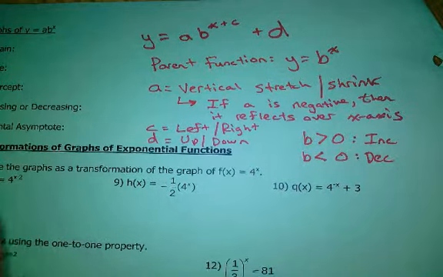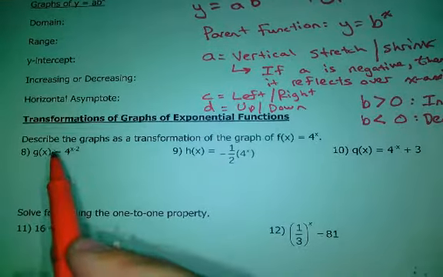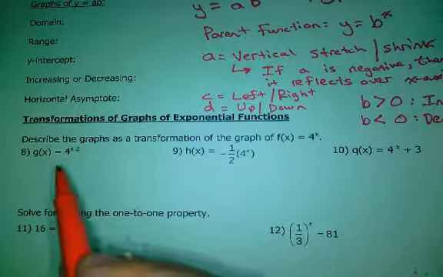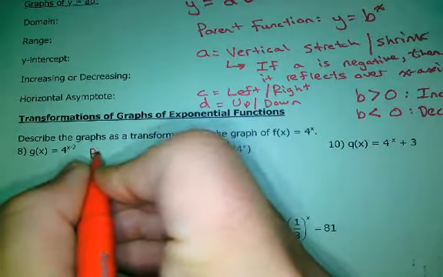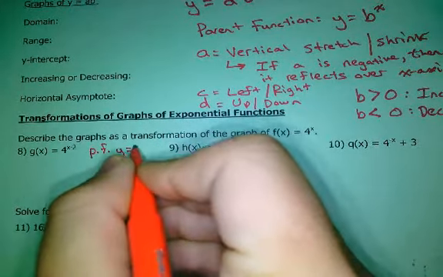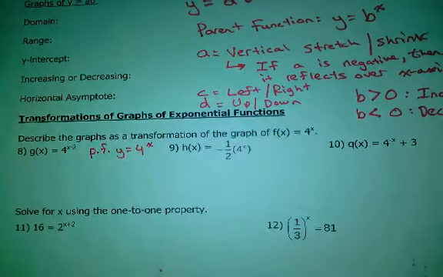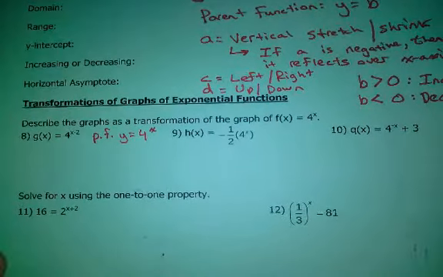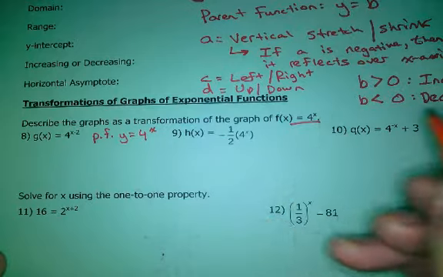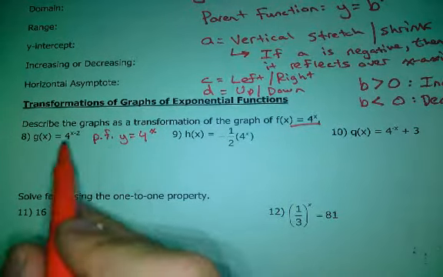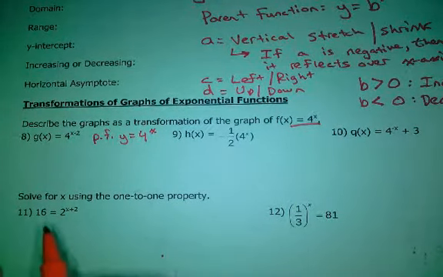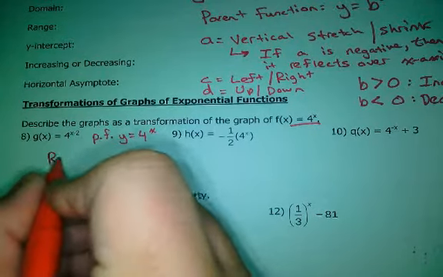Alright, let's just go through some of these. For number 8, describe the transformation. What's the parent function, by the way? You don't need to write that down, but I'm writing it down because I'm going to overkill it. Oh, it even mentions it right here, too. So what's going on? What's the transformation going on here? Right 2.